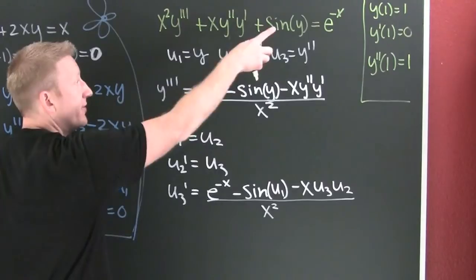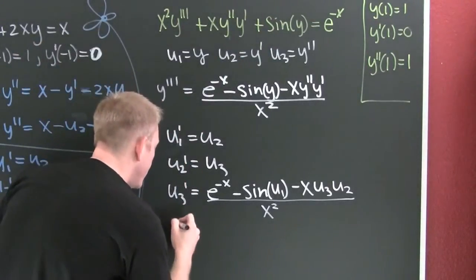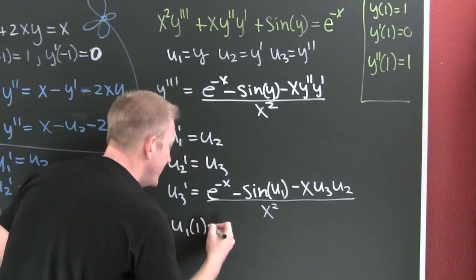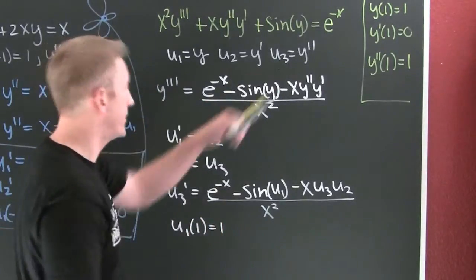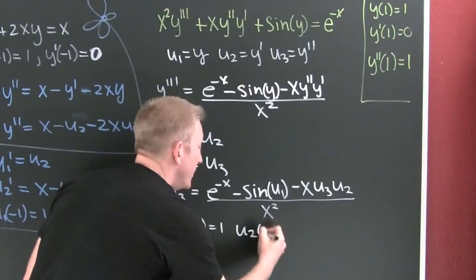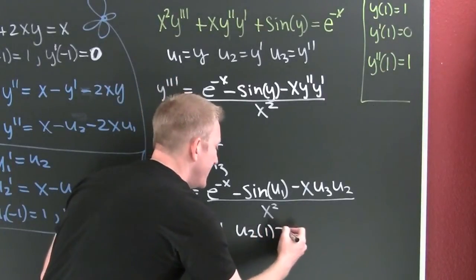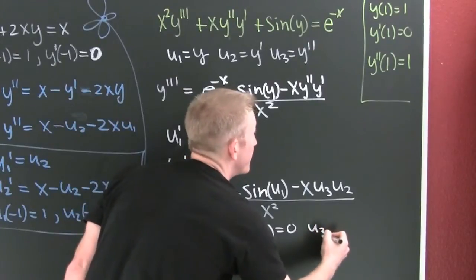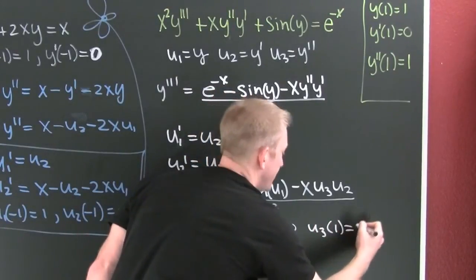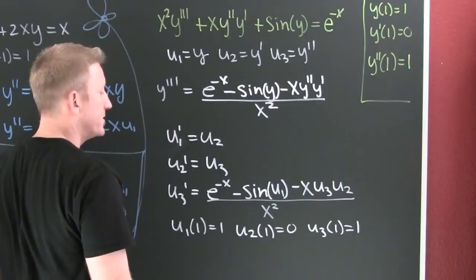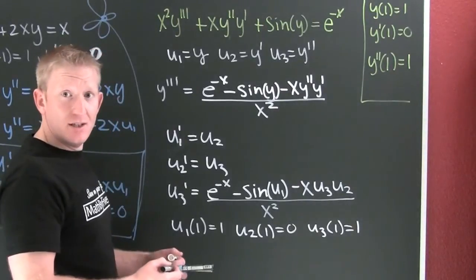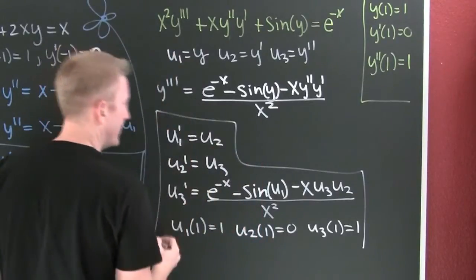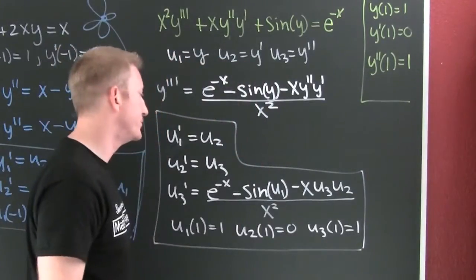Now redefine our constraints. So then u1 of 1 is 1. U2 of 1 is 0. And u3 of 1 is 1. And we're done.